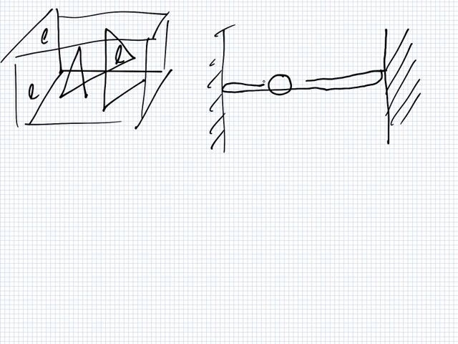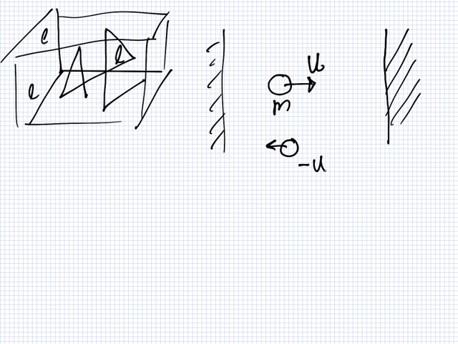Okay? So we'll say that the particle moves in with speed u, and then it will hit the wall. So when it comes back from the wall, its speed is u, but its velocity is minus u.